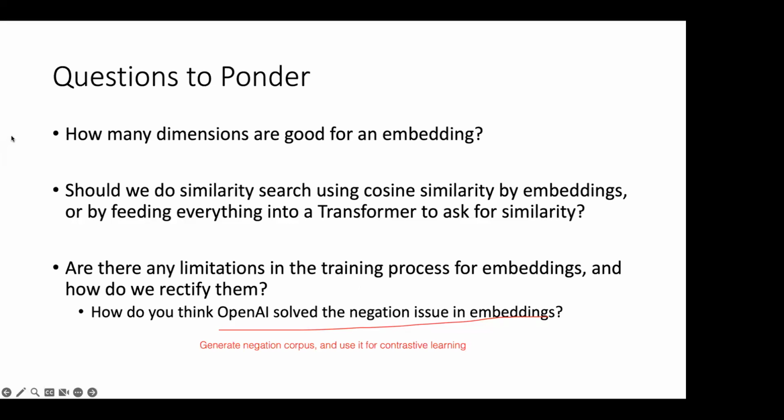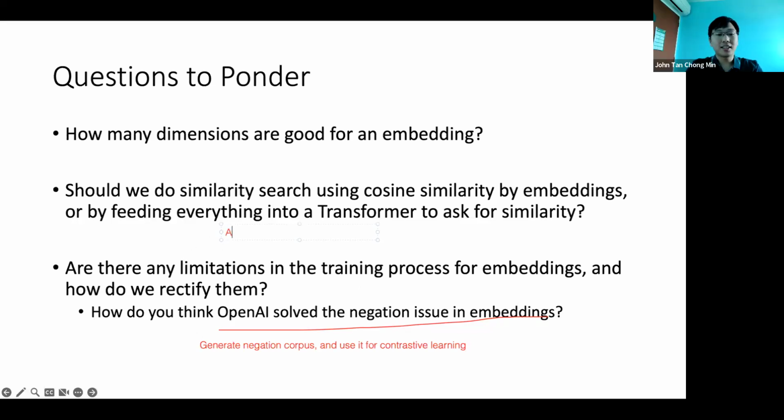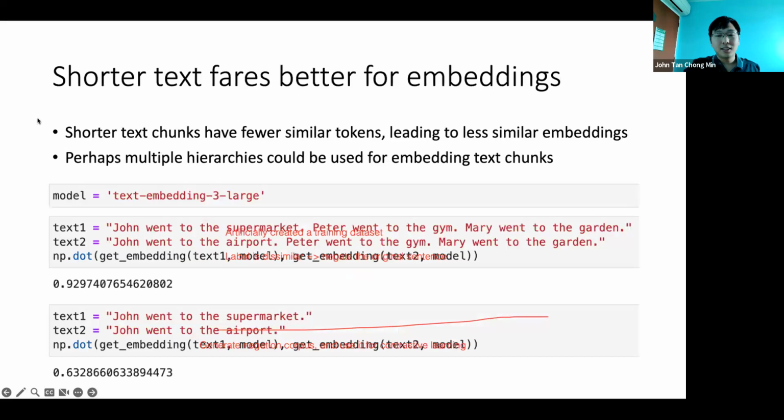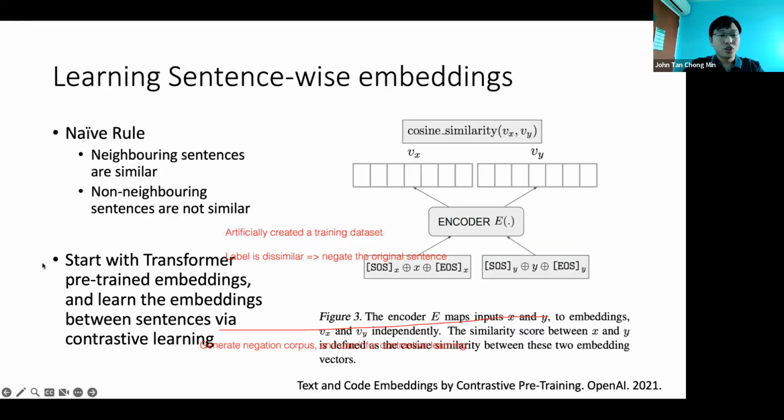Yeah, so what I'm thinking is this. What they could have done is artificially create a training data set, like what you said. In this training data set, you assign a dissimilar score, so the label is always dissimilar. Then you can just negate the original sentence. You could hard code this objective by feeding it two sentences in the contrastive learning. Let me go back to the slide again. You generate the sentence like this: this is your original sentence, and then this is maybe a GPT-4 generated negation.